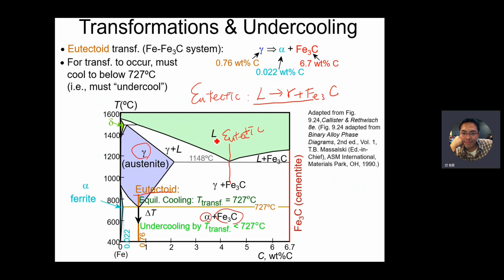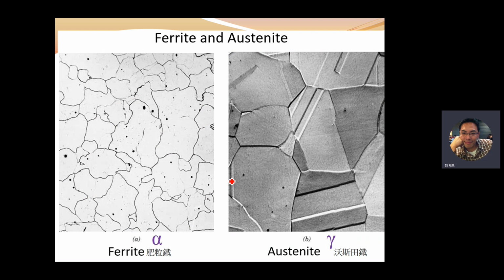So this reaction is one liquid phase transforming into two solid phases. Okay, two solid phases, alpha and the cementite. Okay, so this is the SEM image of the ferrite, that means the alpha ferrite, and the austenite. Okay, austenite.